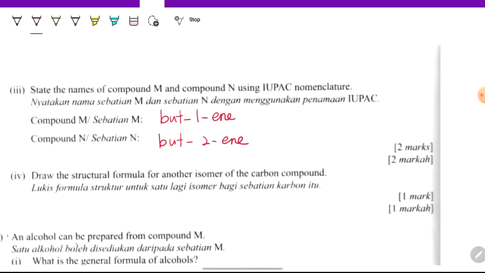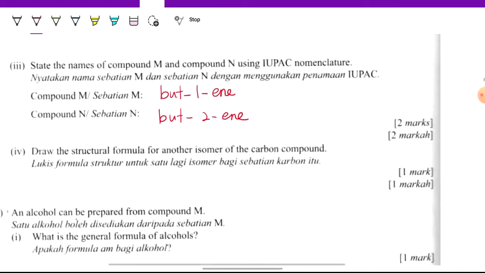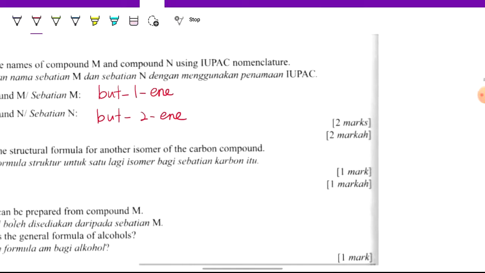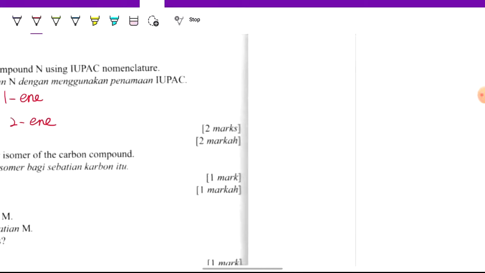Now draw the structural formula for another isomer. Meaning that beside these 2 isomers, the butene, it can form another structural formula. It has the same molecular formula C4H8. The double bond is put at number 1, but there are 4 carbons, so one of the carbon atoms we put as a branch, like this. Then we put in all the hydrogen. There are 8 hydrogen.